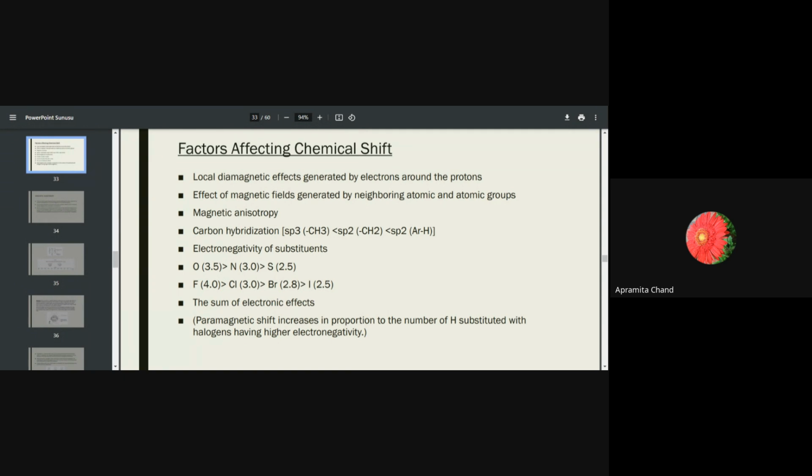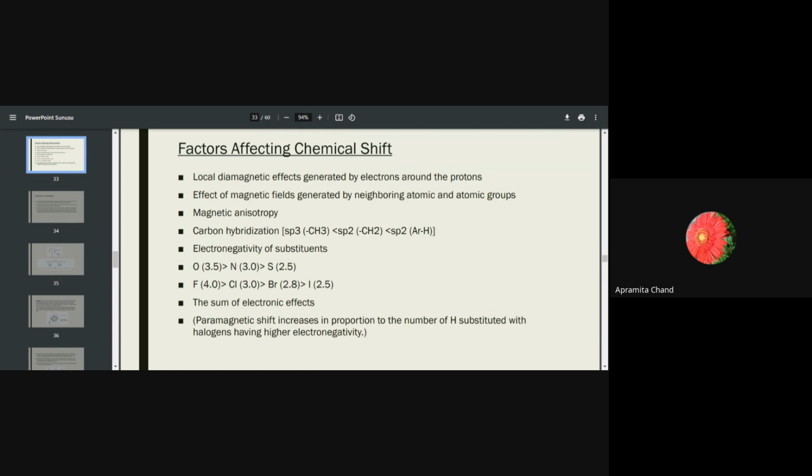So there are various factors that can affect chemical shift. We have already discussed some: hydrogen bonding can affect, electronegativity of substituents can affect, carbon hybridization can affect. We have seen some of these effects affecting the IR spectra as well. There are some other effects like magnetic anisotropy, local diamagnetic effects, and also the magnetic fields that are generated by neighboring atomic groups. Now, what is this anisotropy?